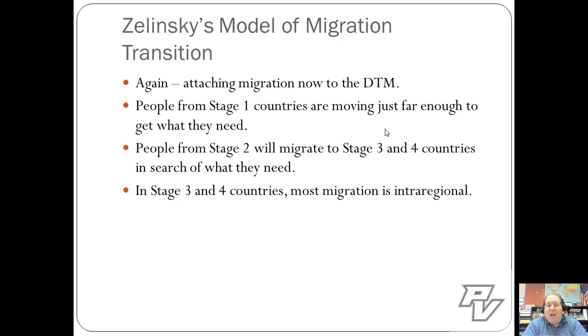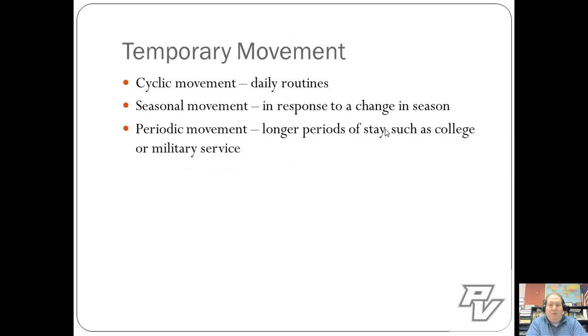People from stage 2 countries, if they're moving, they're doing one of two things. If they're moving in their country, they're going rural to urban. If they're moving out of their country, they're going to stage 3s and stage 4s in search of what they might need. In stage 3 and 4 countries, if there's going to be migration, it's usually interregional. Urban to suburban usually is the main movement. The other kind of migration you might see is from stage 3 and 4 countries to other stage 3 and 4 countries, typically in search of better economic situations.